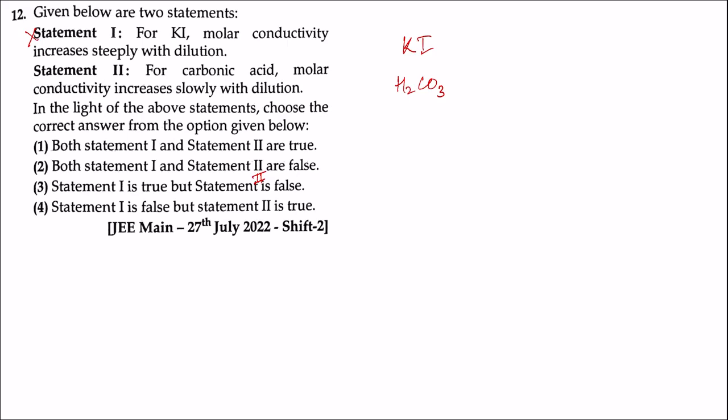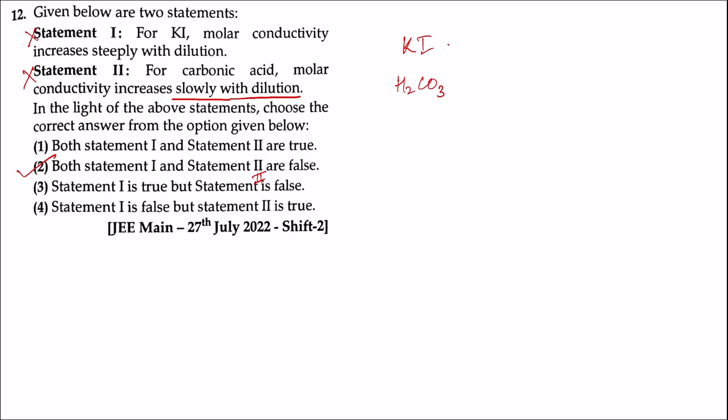Weak electrolytes' conductivity increases with dilution because their dissociation also increases with dilution. So statement 2, that is for carbonic acid molar conductivity increases slowly with dilution, is wrong. It does not increase slowly, it increases very fast with dilution. So statement 2 is also wrong. So correct option is option 2. Both statement 1 and 2 are false.